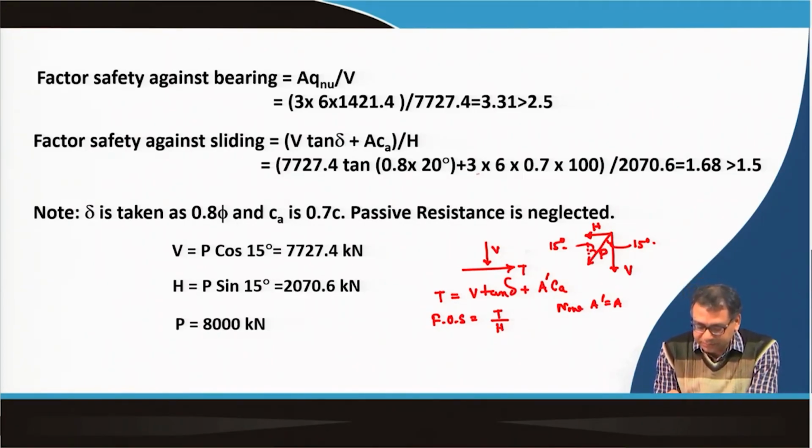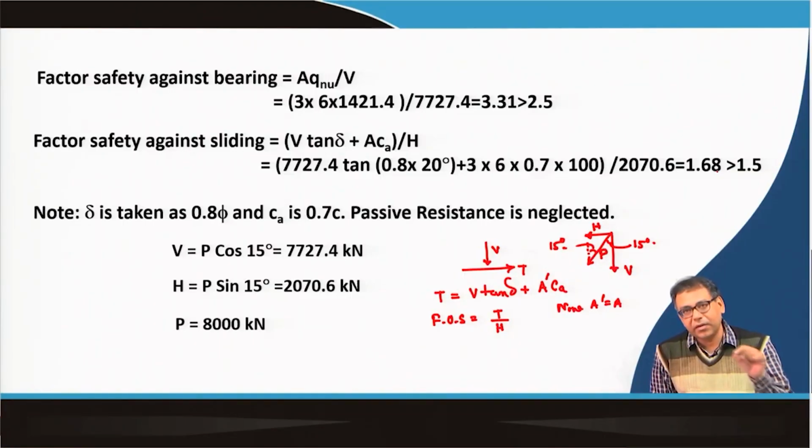So, this is the area 3 into 6, times 0.7 times the cohesion, 100, divided by the horizontal force. The horizontal component is 2070.6. So, it will give 1.68, which is greater than 1.5, fine. This way I can check the bearing capacity and the sliding in the case of inclined load.